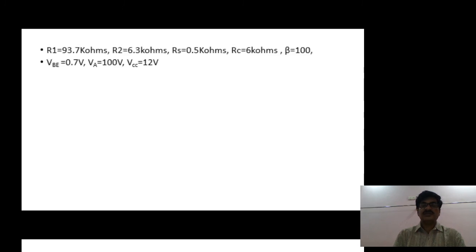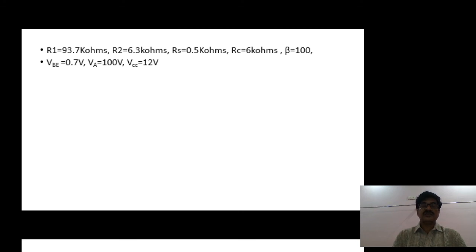Now let us solve one simple problem using this analysis. For that, consider the same CE amplifier circuit with component values: R1 is 93.7 kilo ohms, R2 is 6.3 kilo ohms, RS is 0.5 kilo ohms, RC is 6 kilo ohms, beta is 100, VB is 0.7 volts, early voltage is 100 volts, VCC is 12 volts. With this data, find out the voltage gain, input impedance and output impedance of the CE amplifier.